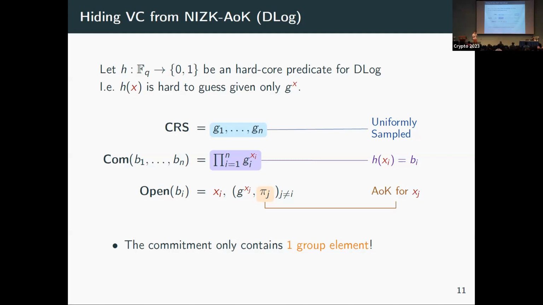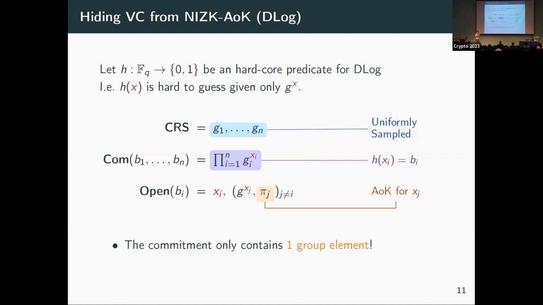The key idea of building a short vector commitment, assuming we have a non-interactive zero-knowledge argument of knowledge, is really just using Pedersen commitments with extra steps. The key ingredient to make the whole construction hiding is going to be a hardcore predicate for discrete log. I'm only going to make the example of discrete log as a one-way function, but you can generalize this to any one-way function, up to using things like Goldreich-Levin or other tools.